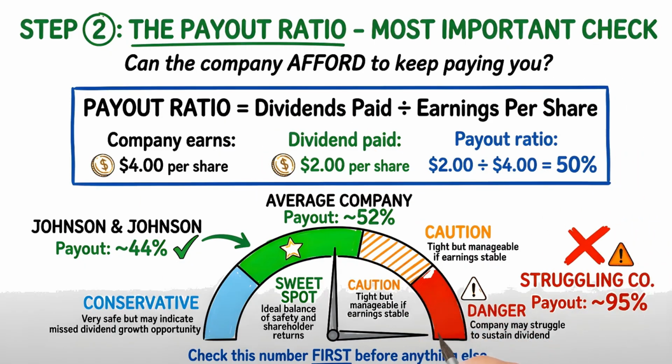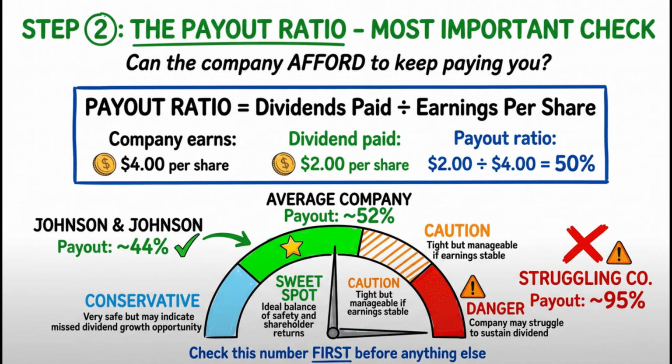Above 80% is danger. The company is paying out most of what it earns, leaving almost nothing for hard times. If earnings drop slightly, the dividend is at immediate risk. Johnson & Johnson at 44% payout ratio? Beautiful. A company at 95%, that dividend is one bad quarter away from being cut.